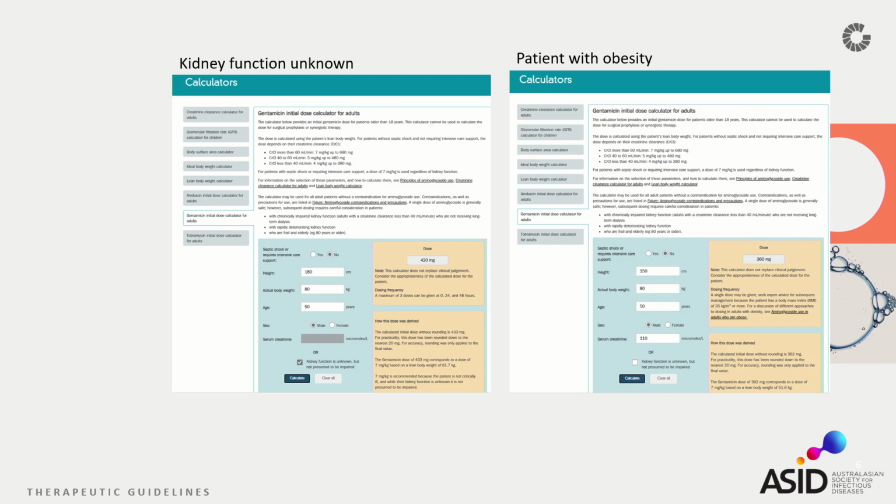You would probably enter a serum creatinine that would give you the creatinine clearance that you want, unless they had sepsis or septic shock, in which case you can give them 7 milligram per kilogram as a single dose based on lean body weight anyway.